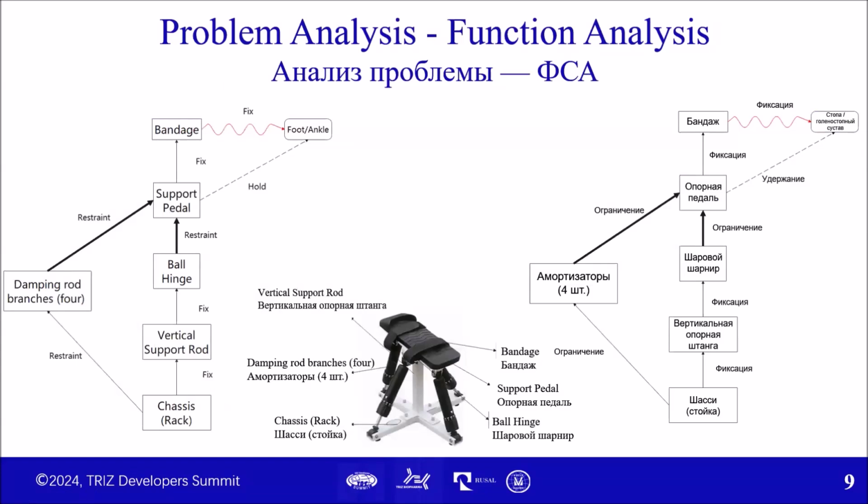The functional model is obtained from the functional analysis, from which it can be seen that damping rod branches and the ball hinge within the system have excessive constraints on the support pedal, while the support pedal doesn't provide adequate support to the feet, while the bodies still have damage to the feet.